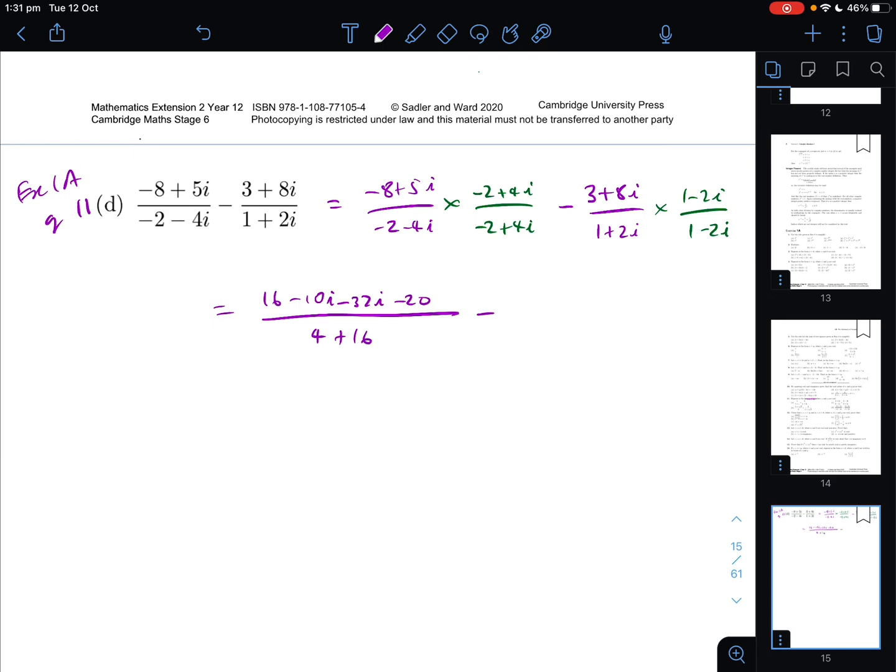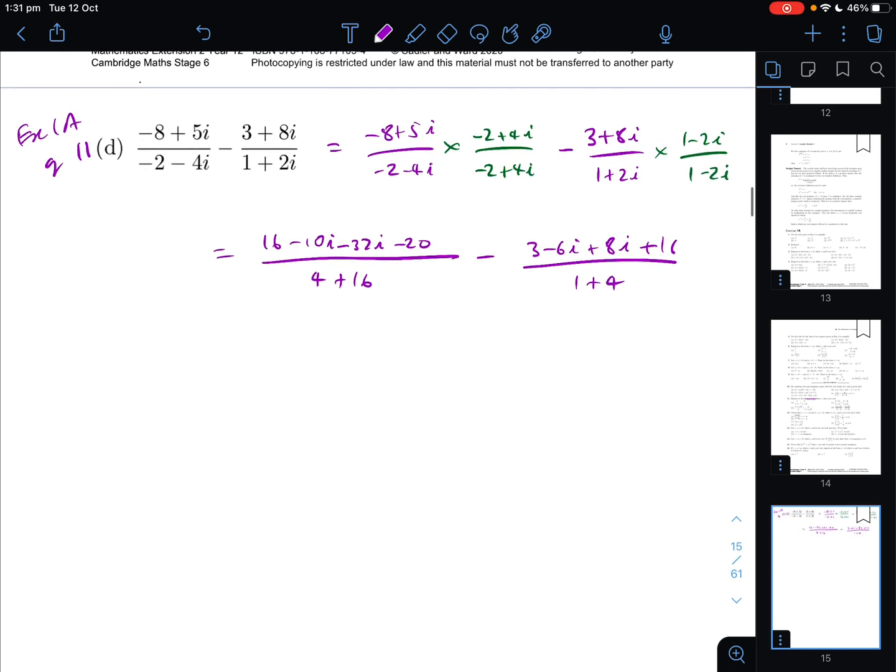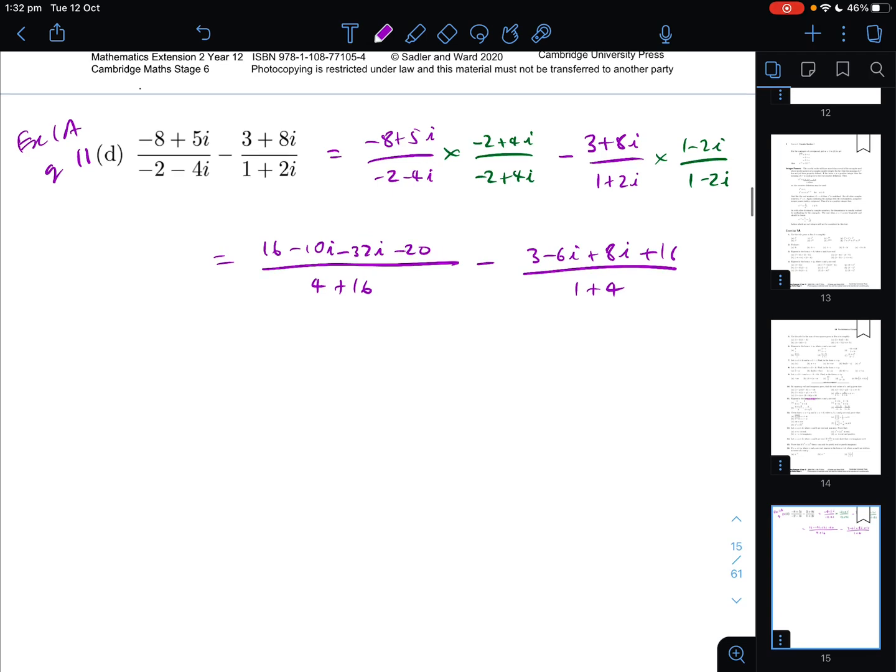Okay, up here, what have we got? 3 minus 6i plus 8i minus 16i squared, which is plus 16. 1 minus 2i times 1 plus 2i is 1 minus 4i squared, which is 1 plus 4. Okay, then you end up with negative 4 minus 42i over 20, minus, well, just the minuses are making me uncomfortable, plus negative 19 minus 2i all over 5.